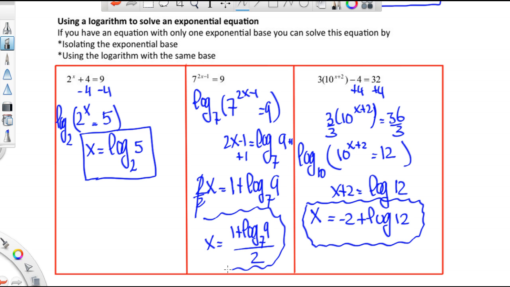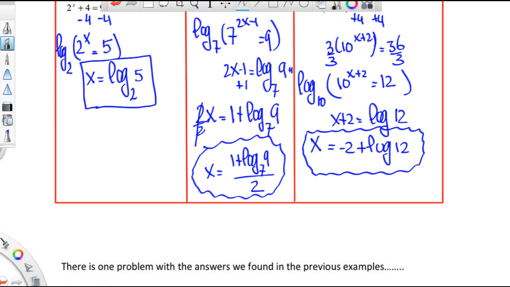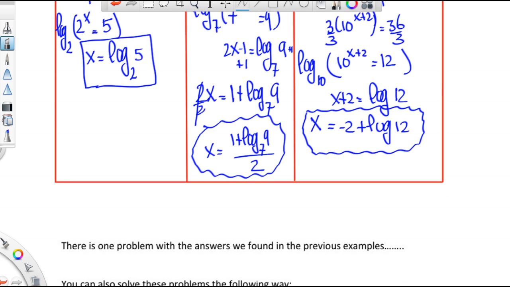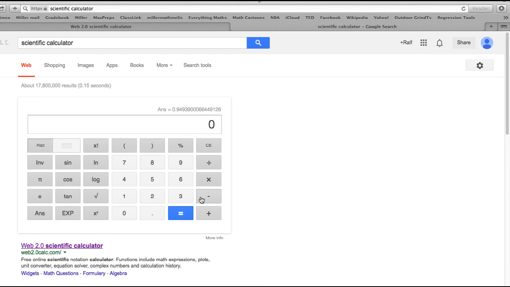So all of these are acceptable, and the problem is, though, that sometimes we'd like to know, well, how much is log base 2 of 5? Or how much is 1 plus log base 7 of 9? And actually, this one we should be able to figure out, right? Because most calculators have a log button, a log base 10. So that one I can figure out. So let's see what that one is. That one was negative 2 plus the log of 12, close the parentheses. So that one was negative 0.92.